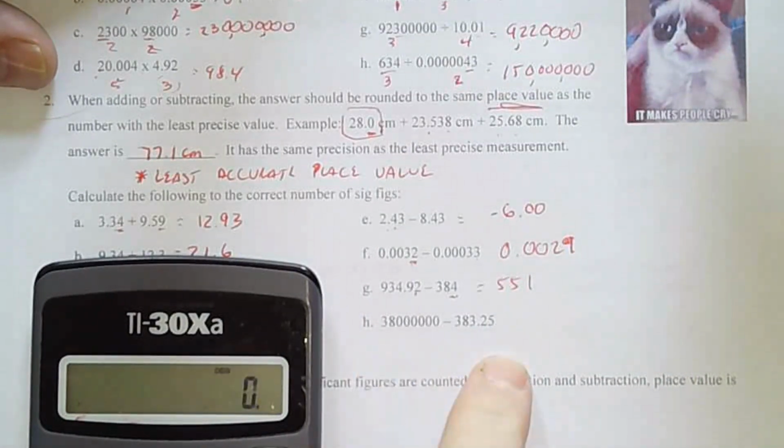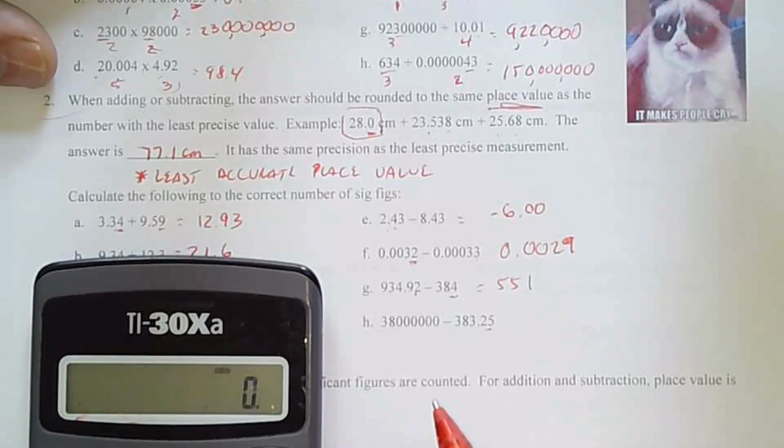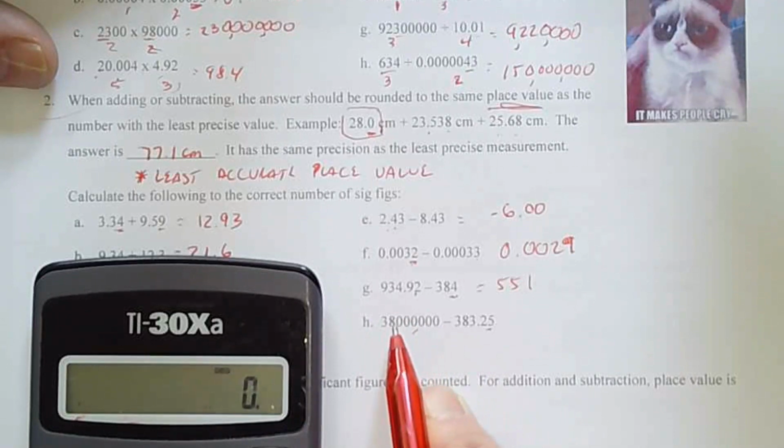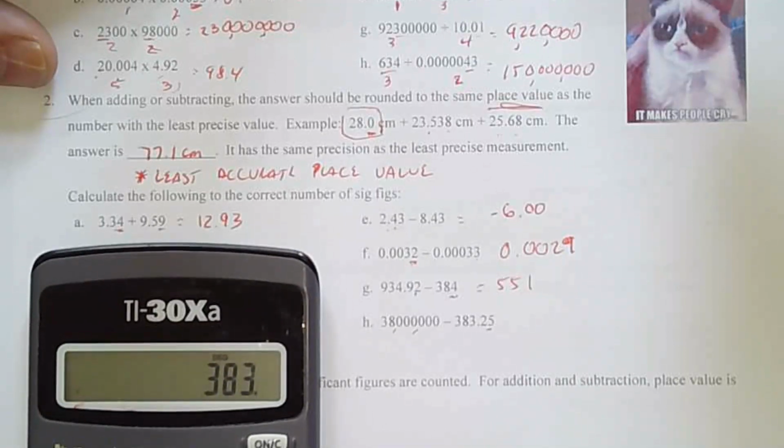And lastly, we're going to look at this. Notice this is accurate to the 100th place, or 2 decimal places. This is accurate to the nearest 1 million, or to the millions place. This highly inaccurate number. This somewhat accurate. So when we do the subtraction, we have to round to the nearest million. So 38,123,456 minus 383.25.